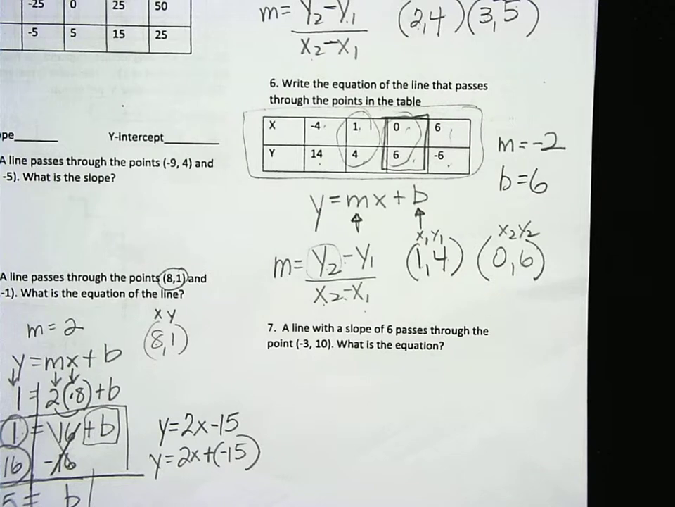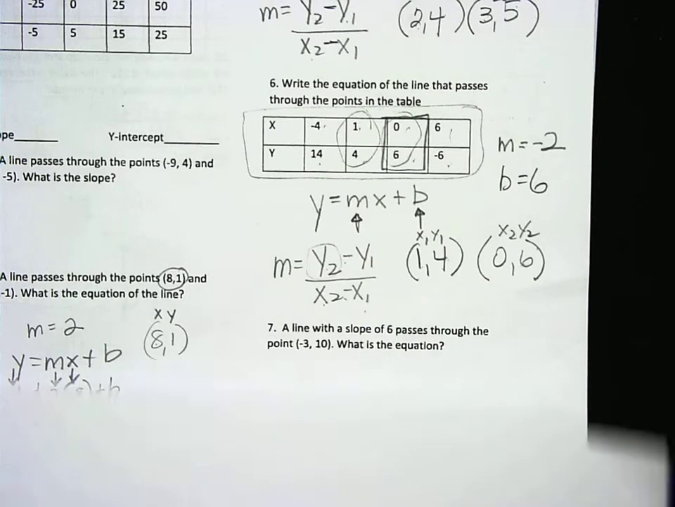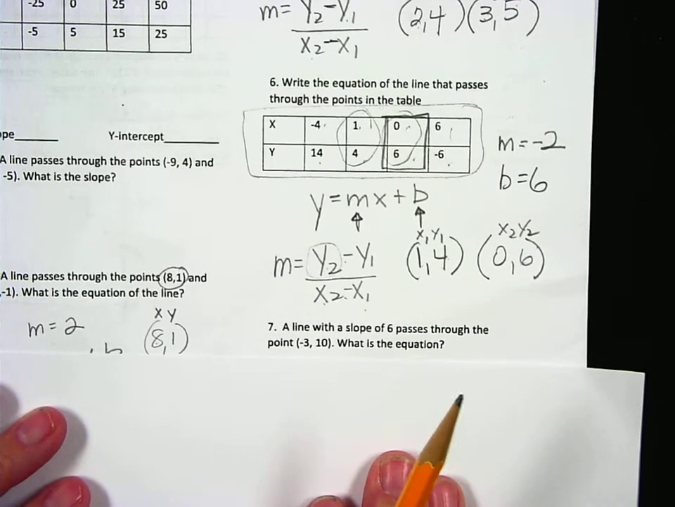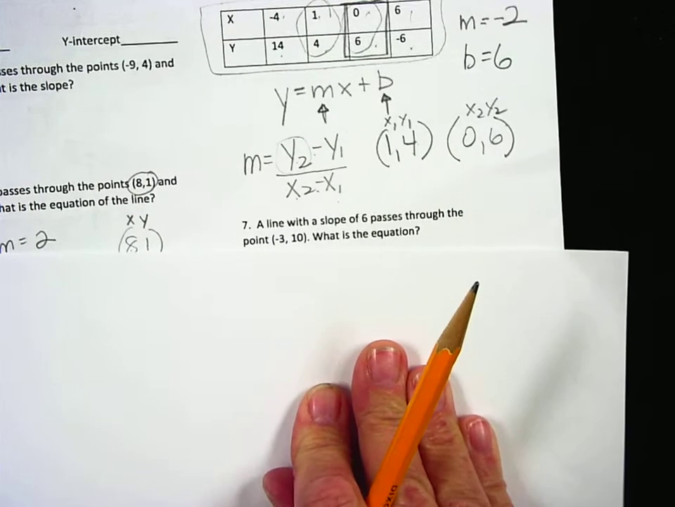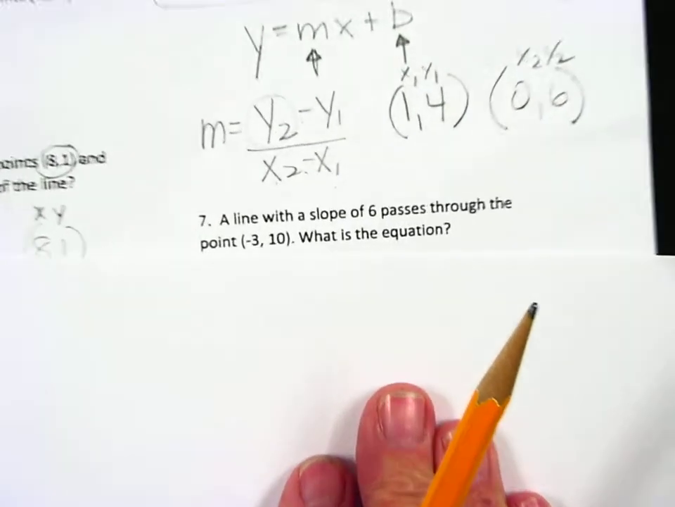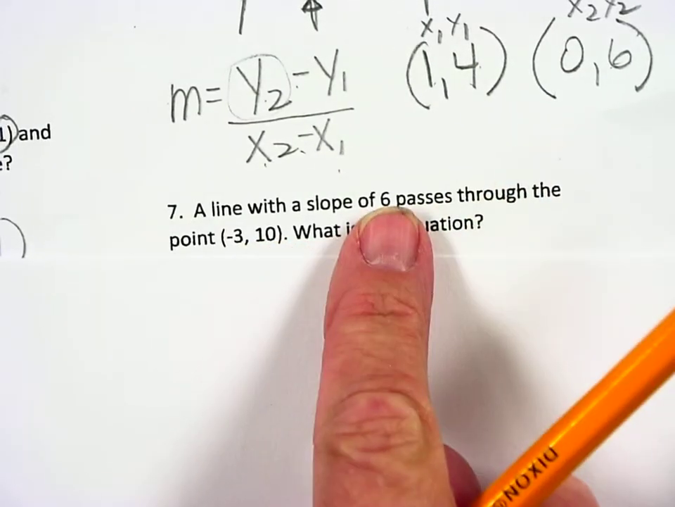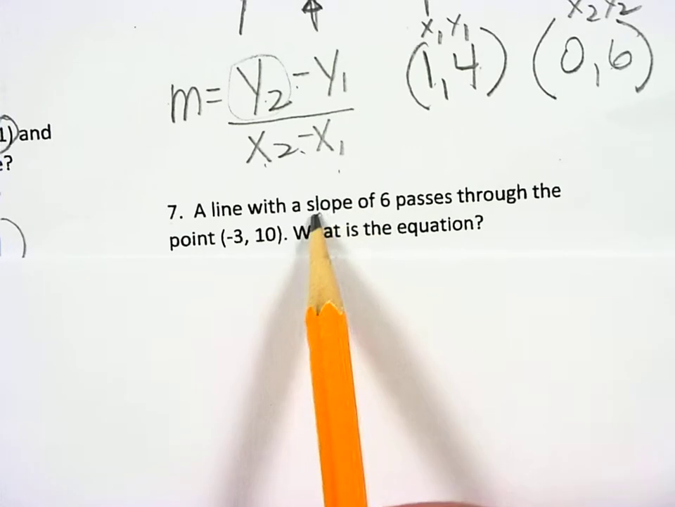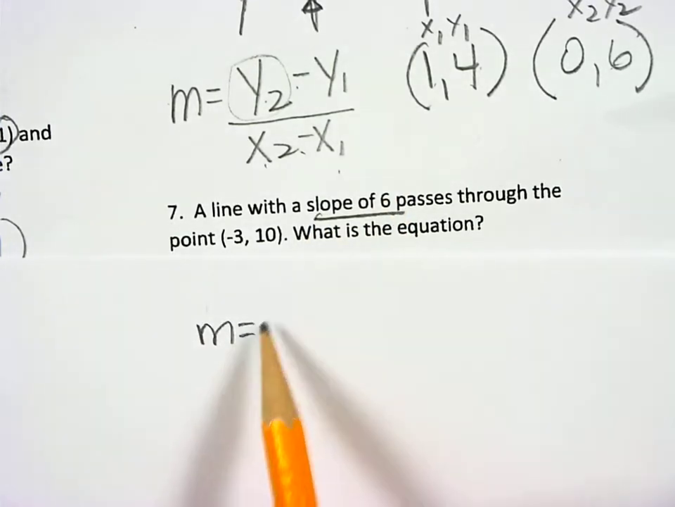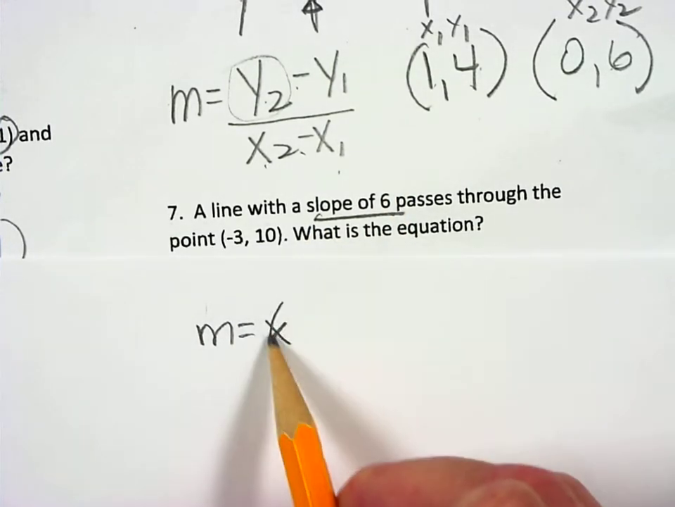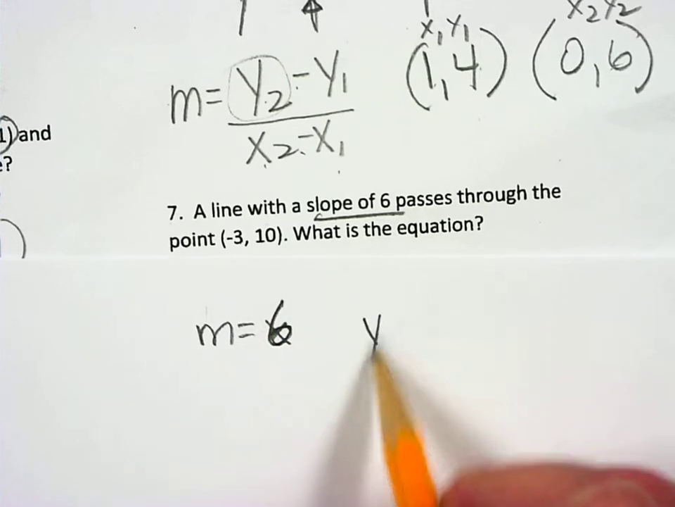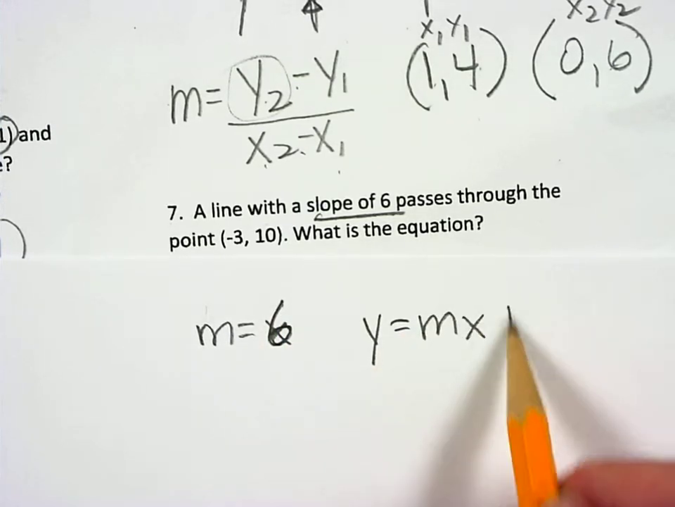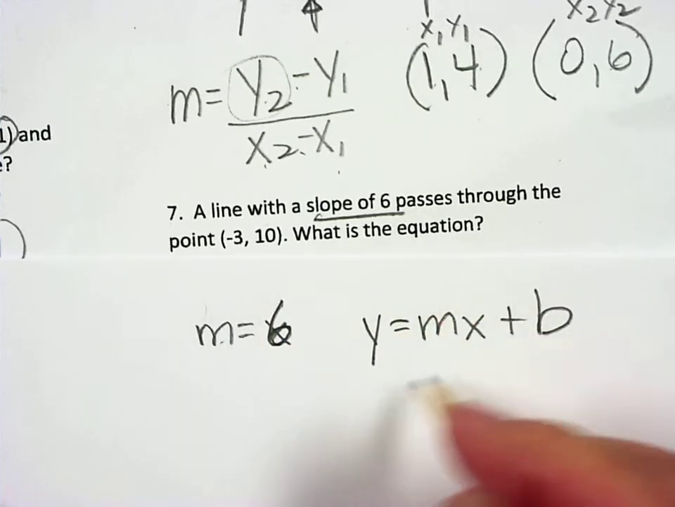Number 7, a line with a slope of 6 passes through the point negative 3, 10. What is the equation? All right, this one we don't have to find the slope because we already have it. We know our slope is 6. So m equals 6, and I need my equation y equals mx plus b. So I have a slope of 6.